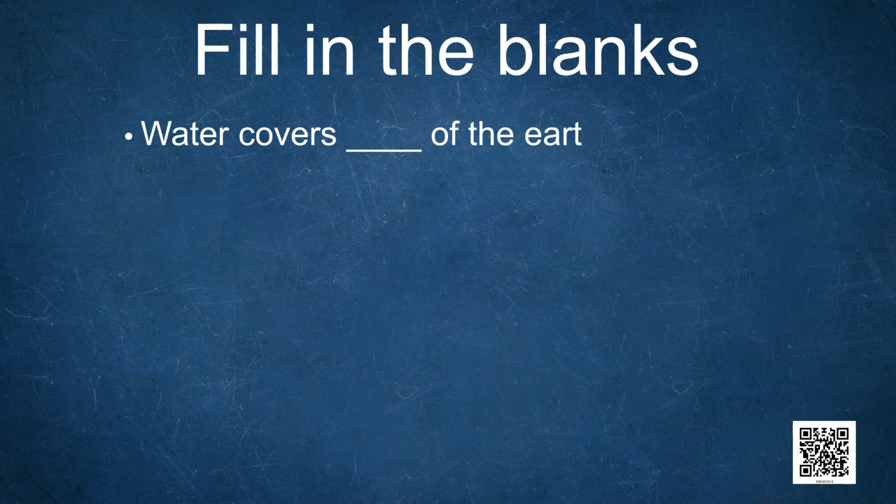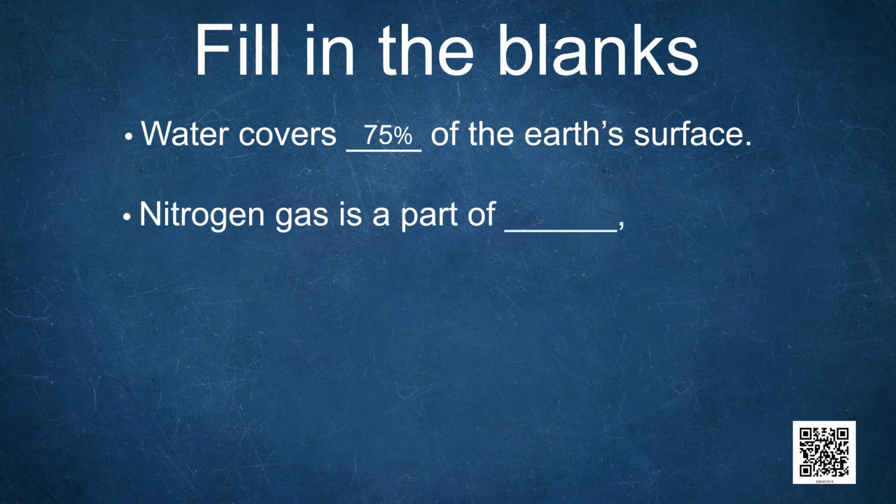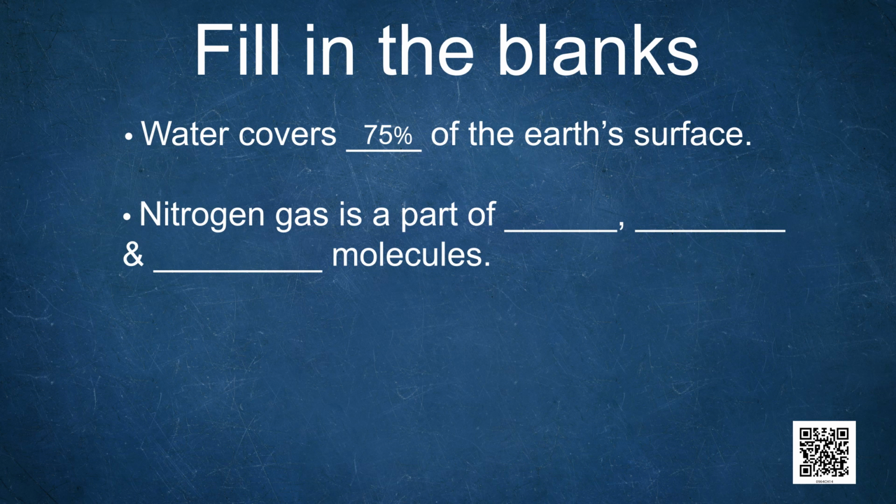Now I will ask a few fill in the blanks. The first fill in the blank is, water covers dash of the earth's surface. And the right answer is 75%. My next question, nitrogen gas is a part of dash, dash and dash molecules. And the answer is DNA, RNA and protein.